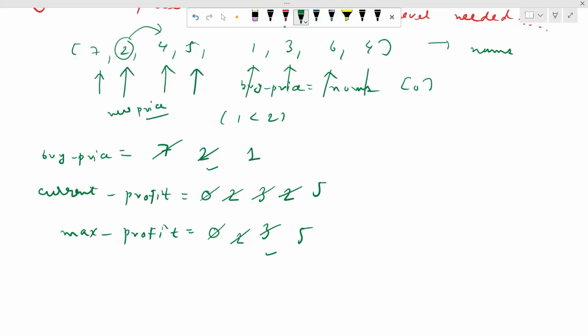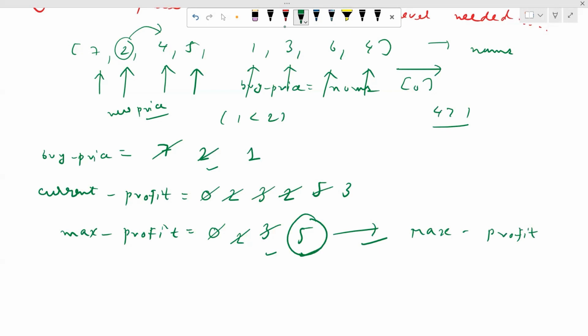Now, moving on to 4, since 4 is like less than 1. No, sorry, 4 is greater than 1. So there is no need to update the buying price. So 4 minus 1 will be equal to 3, right? But still our maximum profit will be equal to 5 because 5 is greater than 3. So at the end of this, after traversing the complete array, we'll find that 5 is our maximum profit. So we need to return this.